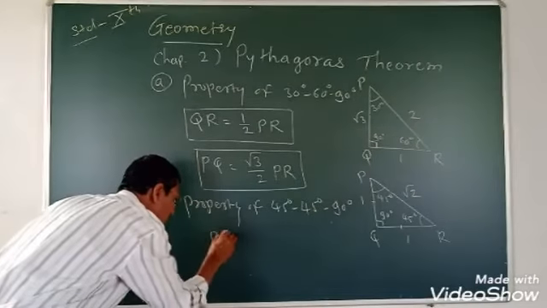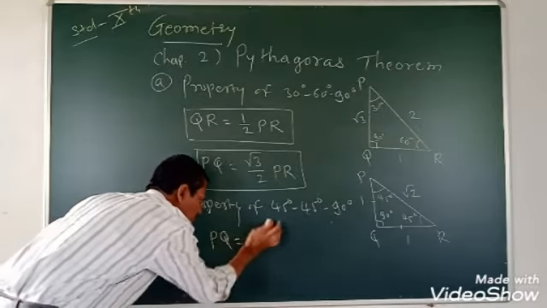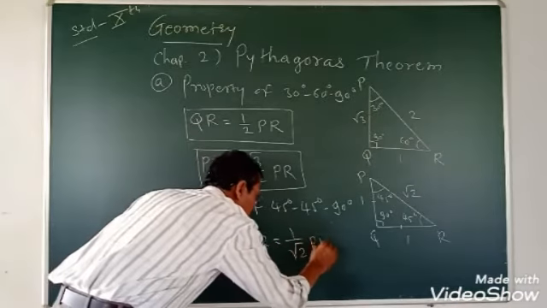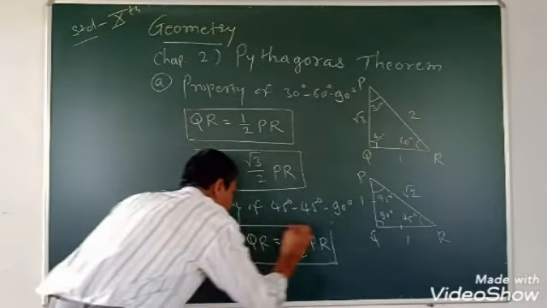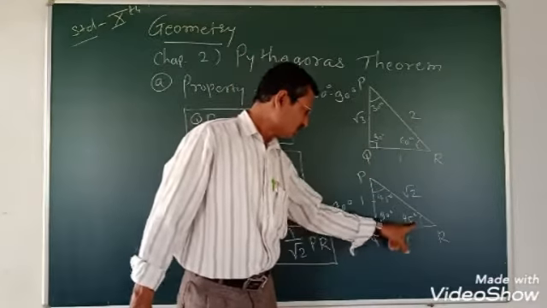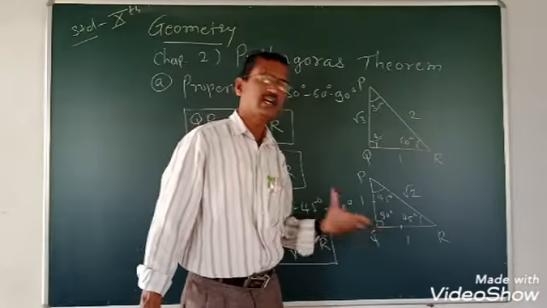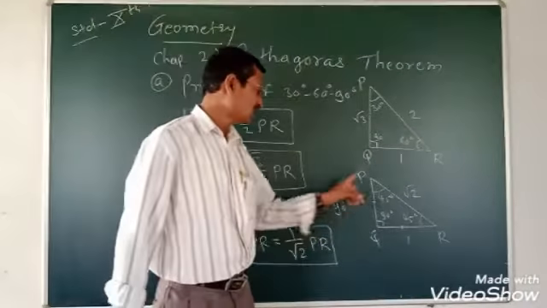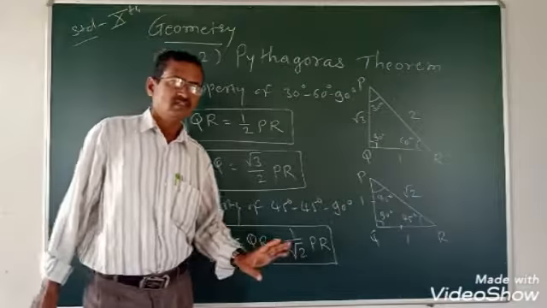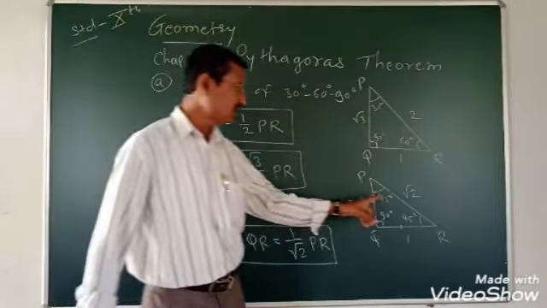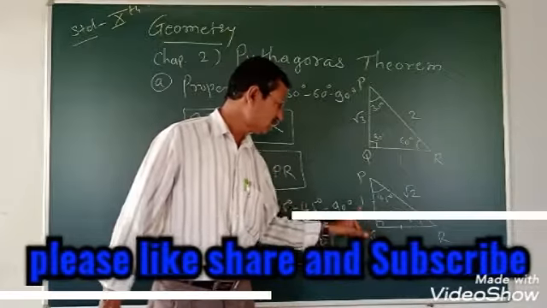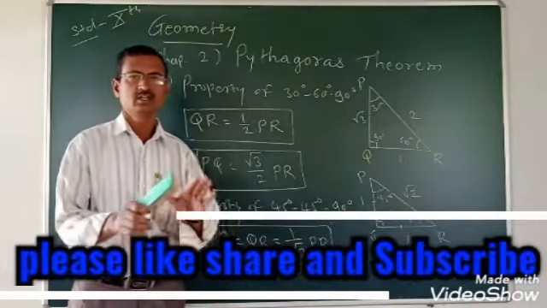Means PQ is equal to QR is equal to 1 upon root 2 PR, because this side is opposite to angle 45 degree, and QR, PR is also opposite to angle 45 degree. Means these two sides are of equal length, they are congruent, and their measure is equal to 1 upon root 2 of the hypotenuse. Means if the measures of angles of a triangle are 45 degree, 90 degree, then the side opposite to the angle 45 degree is 1 upon root 2 of the hypotenuse.